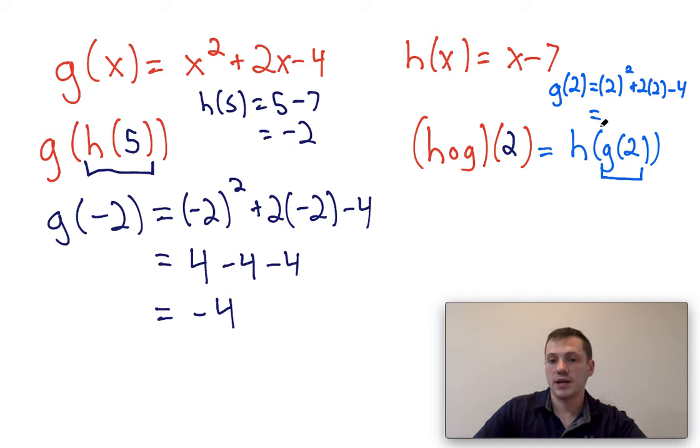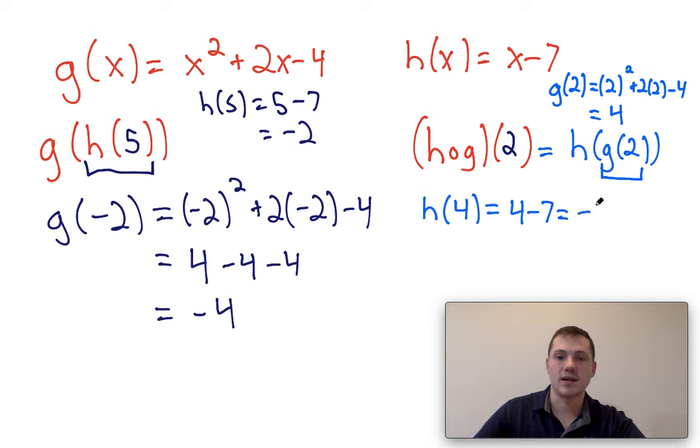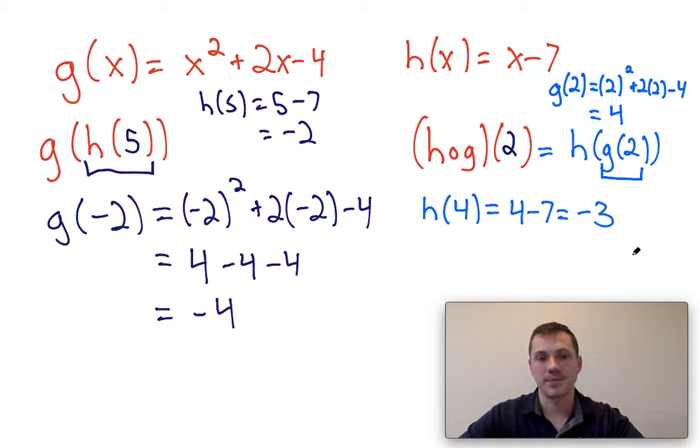2 squared is 4, 2 times 2 is 4. 4 plus 4 minus 4. This is just going to end up being 4. Now that we know that g of 2 is 4, we replace all of this g of 2 with 4. So what we're evaluating is h of 4. Since 4 has replaced x, h of 4 is 4 minus 7, which is negative 3.